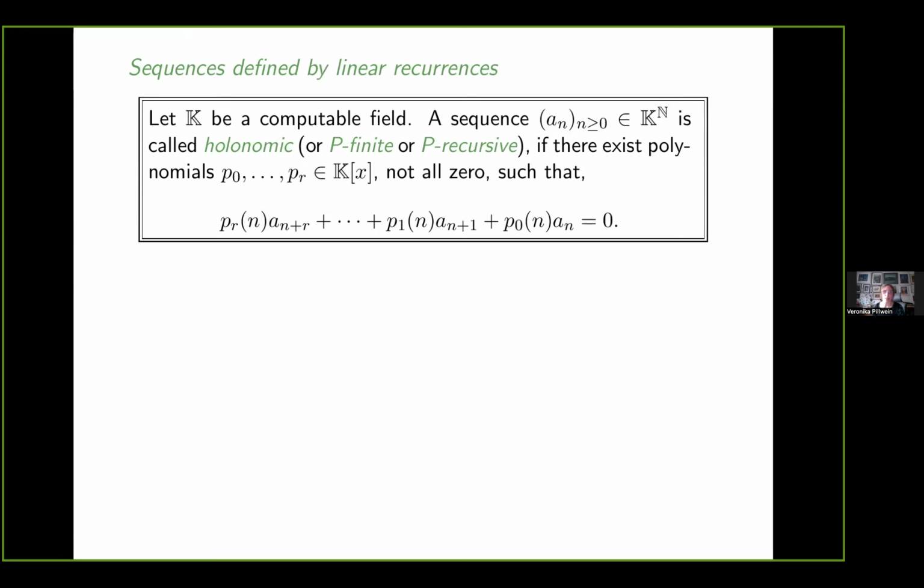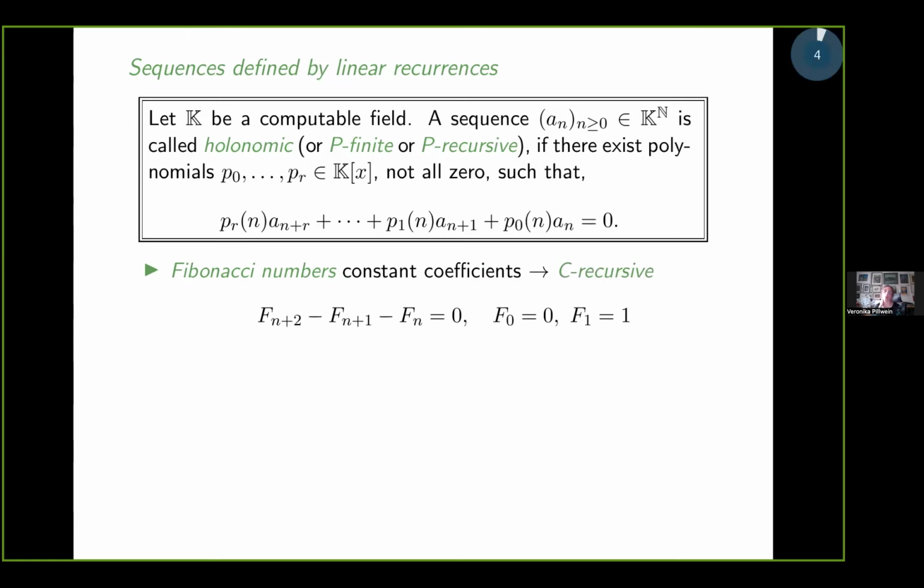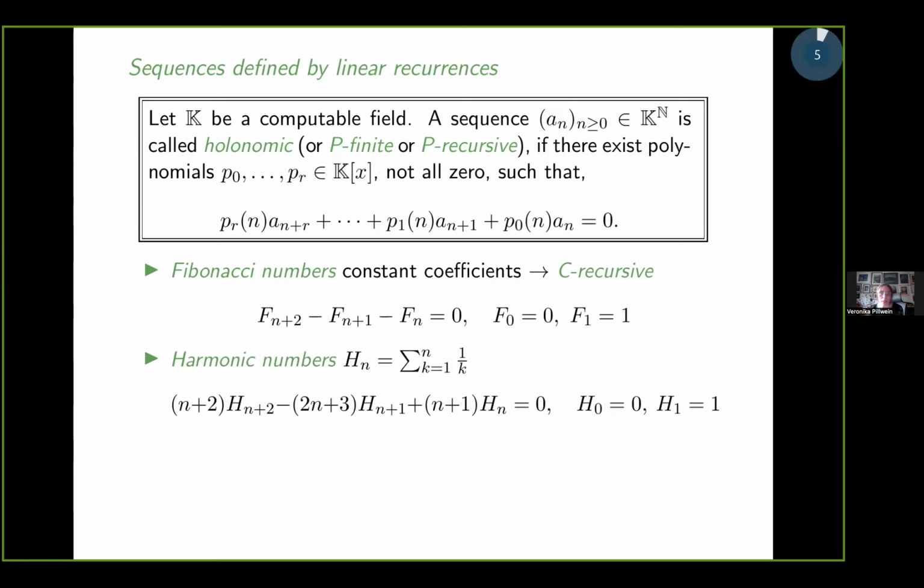So the very simple, very famous examples are the Fibonacci numbers that most likely everybody knows. In this case, the polynomials are actually constants. If the recurrence is linear with all constant coefficients, I will also call it C-recursive. Then an example for a P-recursive sequence, also very well known, are the harmonic numbers, satisfying a second order recurrence, this time with polynomial coefficients, all of degree 1.